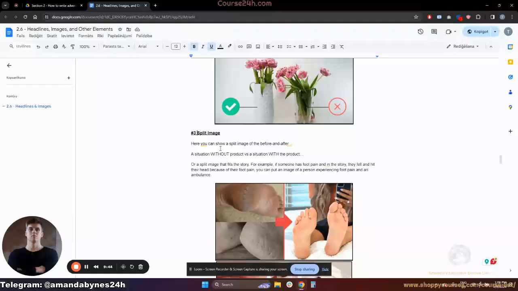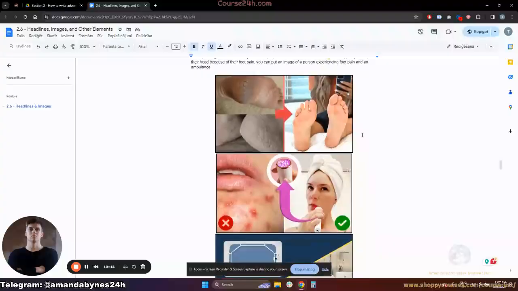Or if you use a story, you can use the split image to describe the story. For example, if someone has foot pain, and because of the foot pain they fell down and hit their head, on the left side you could put an image of a person suffering from foot pain, and on the right side an old lady holding her head in pain, or an ambulance, or a hospital, or anything that relates to the story. So here are a few examples.